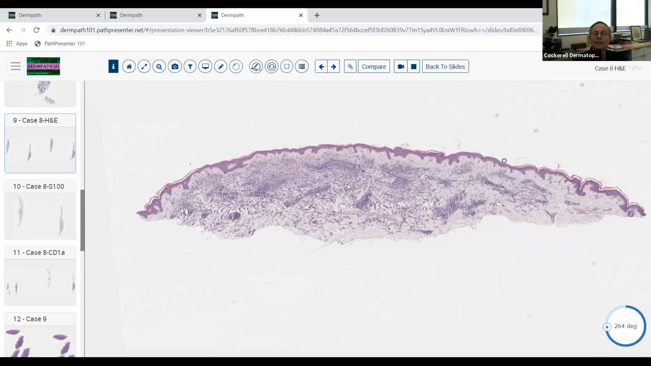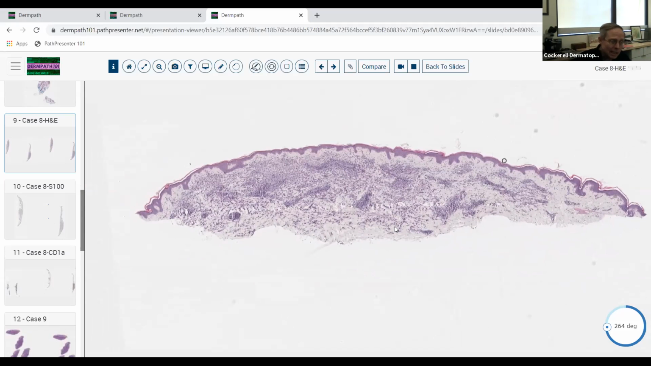And then notice that the epidermis is spared. And at low magnification, notice that the cells are very pale. So we've got some lymphocytes in here, but we've also got all these pale cells. So when we think of pale cells, we think of histiocytes.